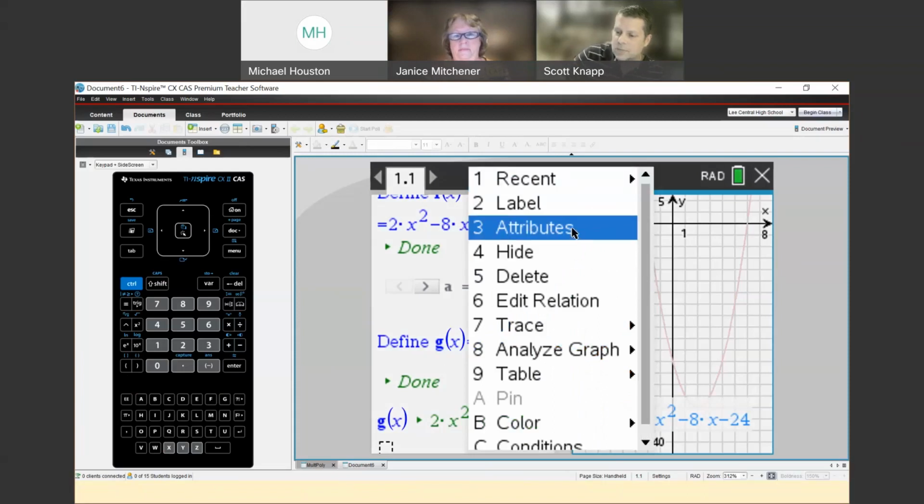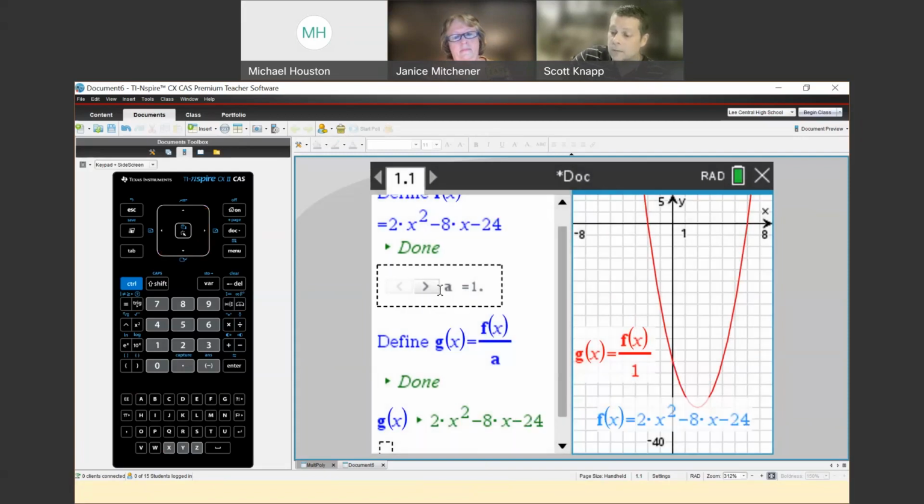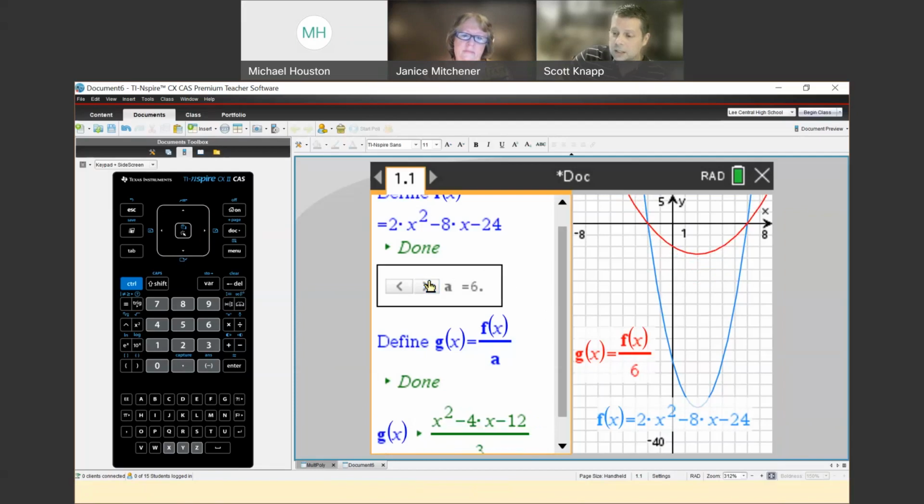I'm going to change the attributes of that, and I want whatever that A value is to actually show up. So if I go down to where it says label parameters in the attributes, I'm going to click that to the right so that it's showing that, okay, it's dividing it by 1 right now. And here's where the magic happens, because if I press my slider, we see that the red function g of x I defined updates. It's being divided by some value, but notice my whole purpose of this is to show and demonstrate that those two x-intercepts are still at -2 and 6.